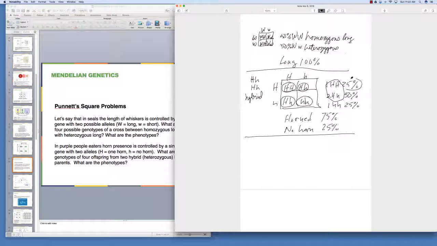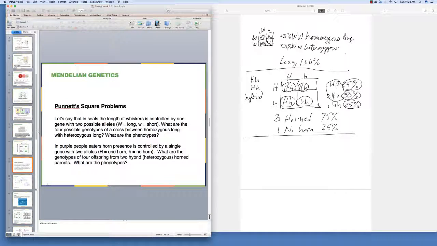So the percentage is 25% homozygous dominant, or horn, 50% heterozygous, and 25% no horn. In terms of phenotype, because the presence of a horn is dominant, you have 3 out of 4 that'll have a horn, and 1 out of 4 that has no horn. And look over this fairly carefully, because we will have something like this on a quiz or a test. It's important that you know this.